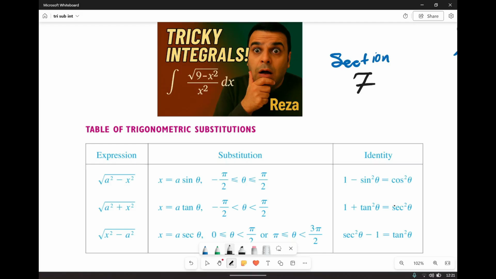Math enthusiasts, welcome to section 7 of integrals. In this section, we're going to speak about trigonometric substitution.